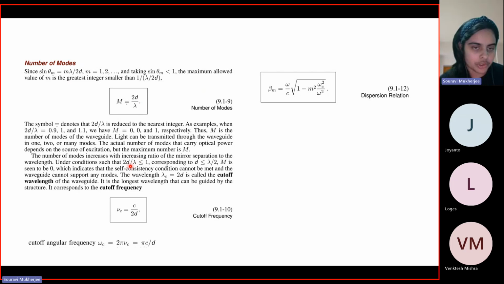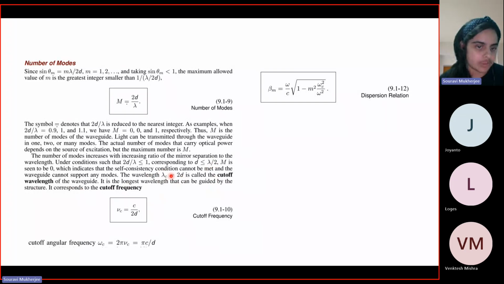So if your 2d by lambda is less than or equal to 1, which corresponds to the fact that lambda by 2 is greater than d, then m is 0, which indicates that the self-consistency condition cannot be met. So in this case, this kind of wavelength cannot propagate. Okay. So there is a cutoff wavelength, and that is given as 2 into d. So this is the longest wavelength that can be guided by the waveguide that you have.